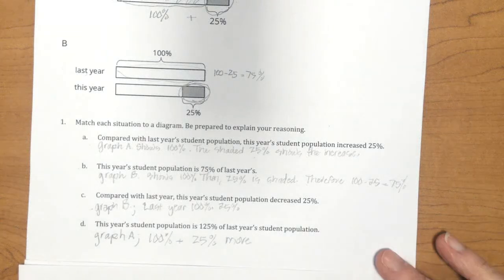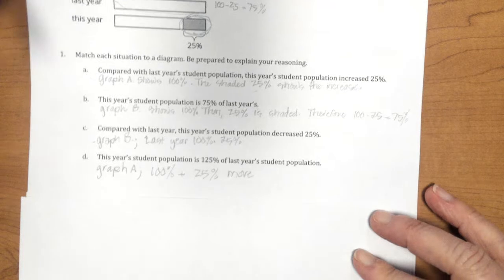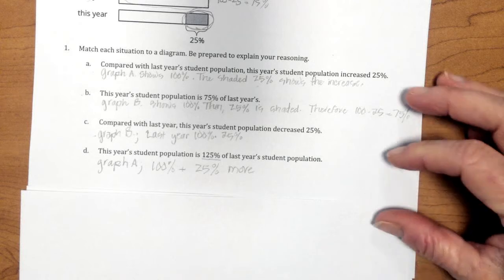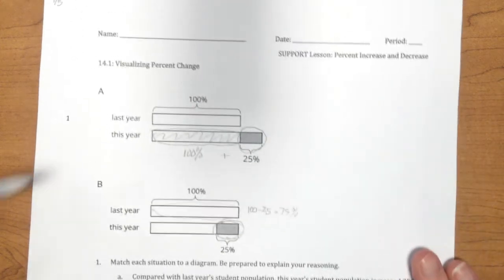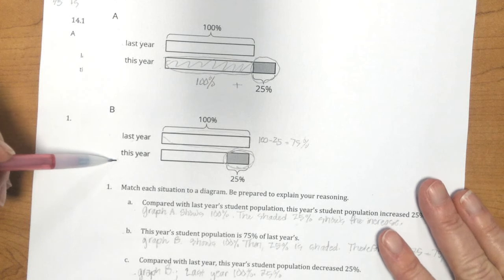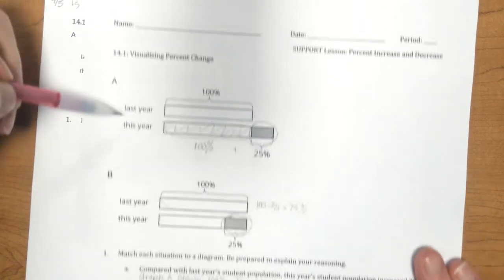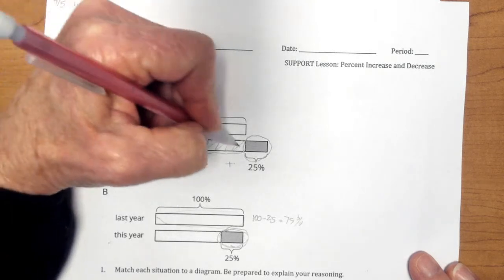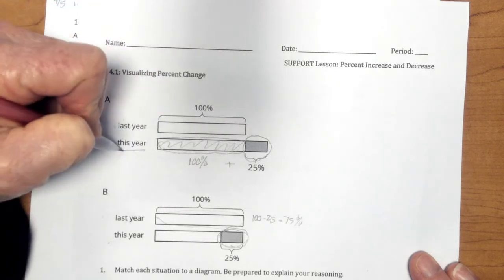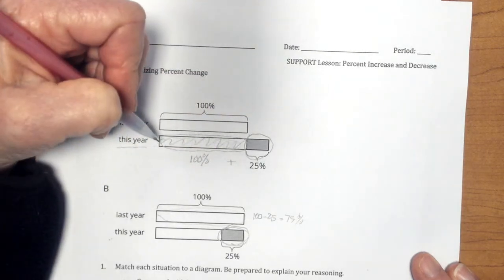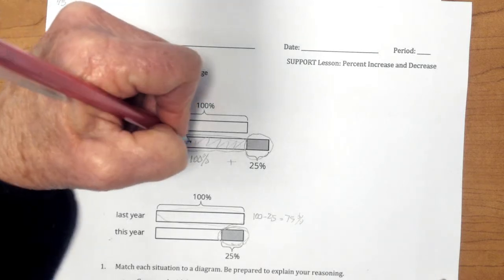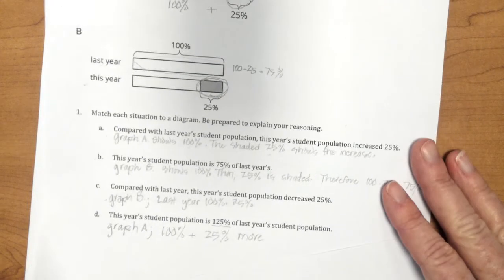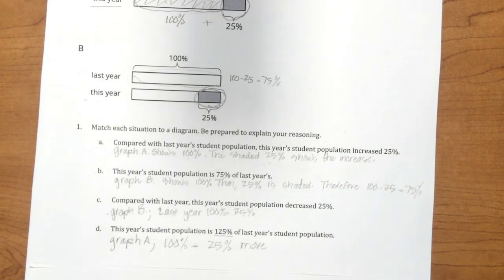As you can see, the last statement states that this year's student population is 125% of last year's. So if I look at both of these graphs, I know that B relates to decreasing. So if I go back up here to graph A, I'm going to see here's my 100%, which is indicated. And this year, which is what it's referencing, is 125% of last year's. So if this represents 100, I'm going to add 25% on. Therefore, graph A is what it matches.